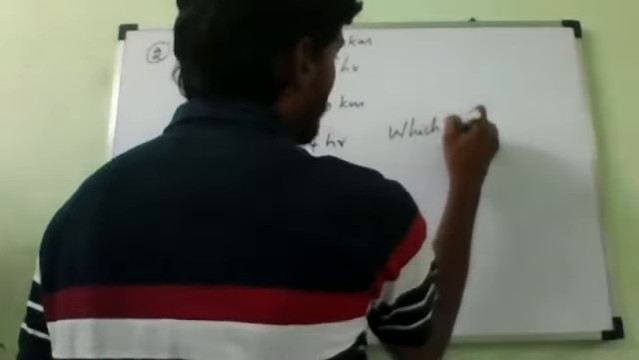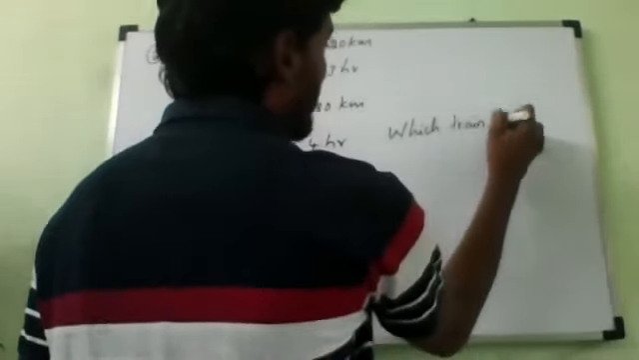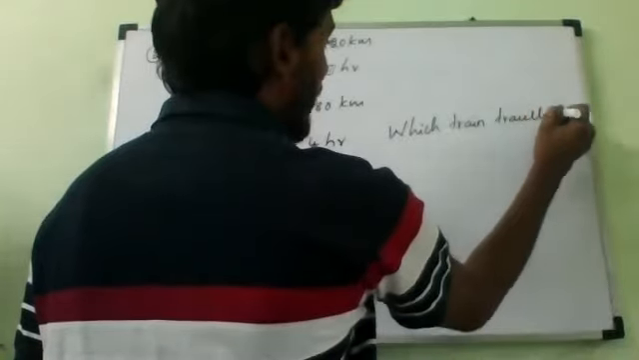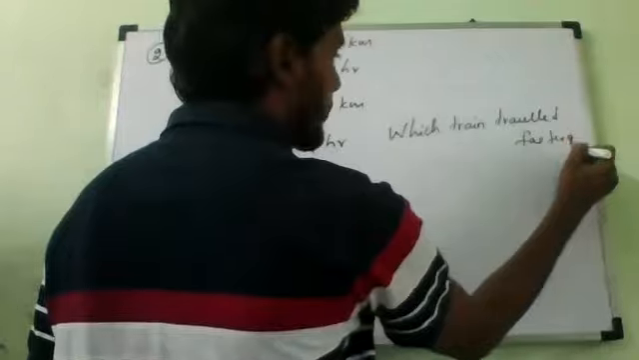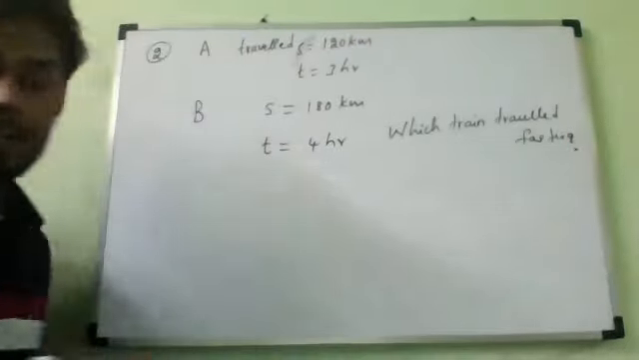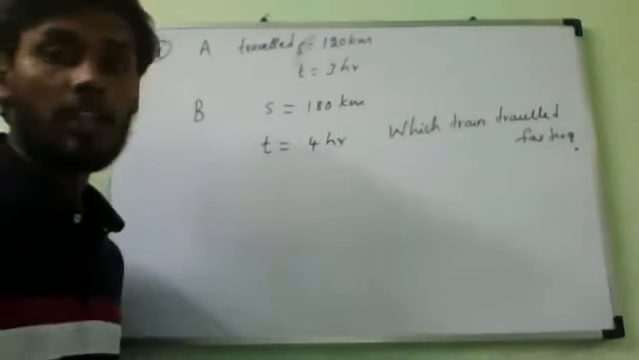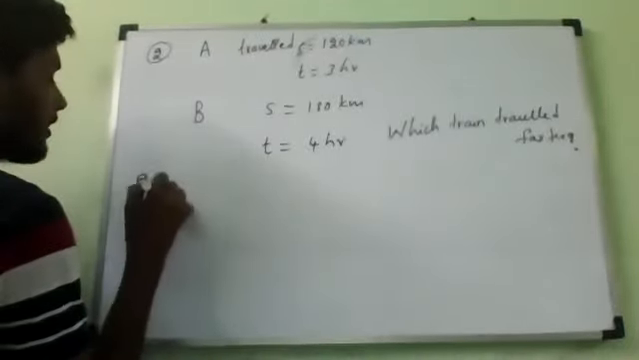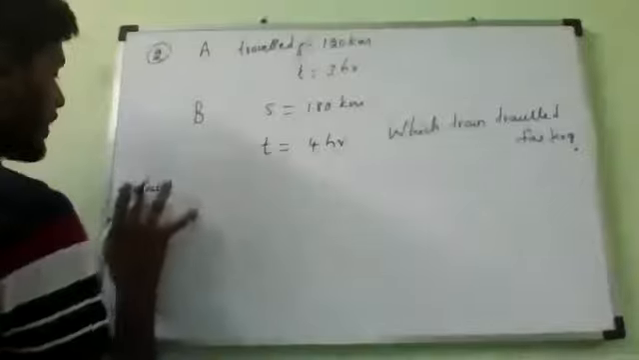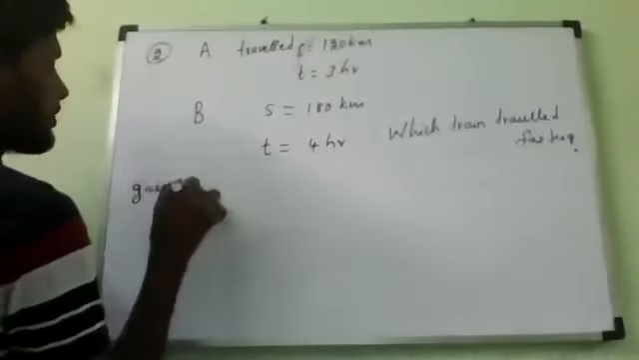Which train traveled faster? So I find the speed and compare whose speed is more. That body is traveling much faster. That's all, so very simple sum. So in the solution, first write the given data. Solution, you should write what? Given. So what have they given?